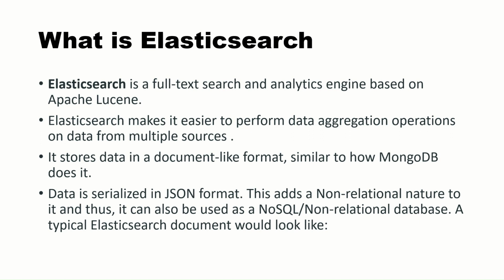Coming to the next point, data is serialized in JSON format. This adds a non-relational nature to Elasticsearch, and thus it can also be used as a NoSQL or non-relational database. Okay, so it is like a non-relational database because it stores the data in the form of JSON, where we don't have any set schema. Okay, I will try to show you how a typical Elasticsearch document looks. So let me go to the next slide.